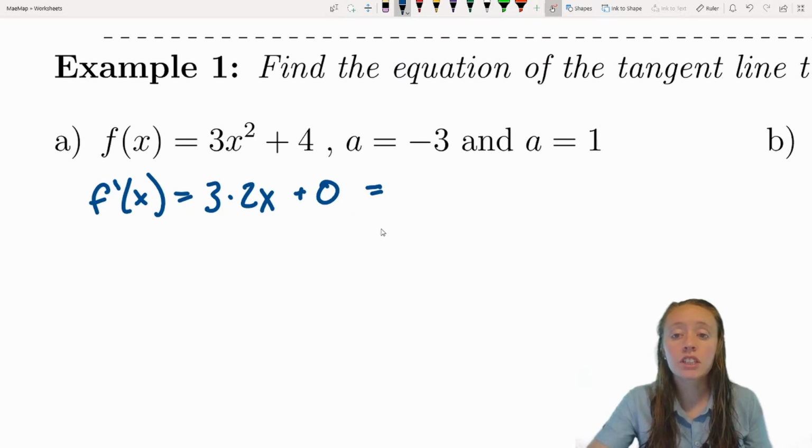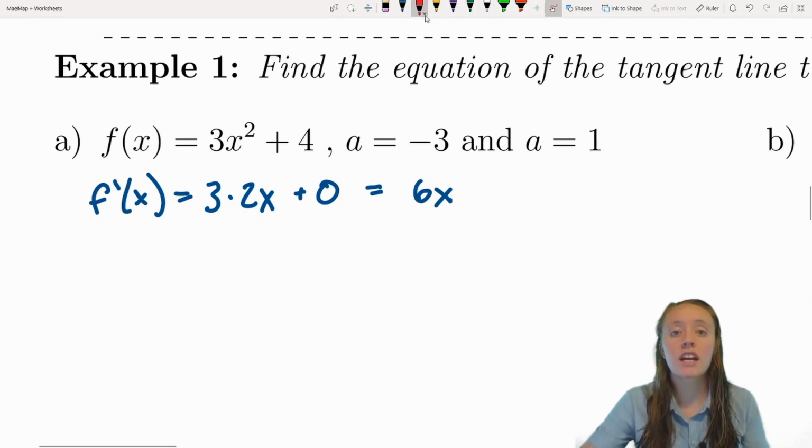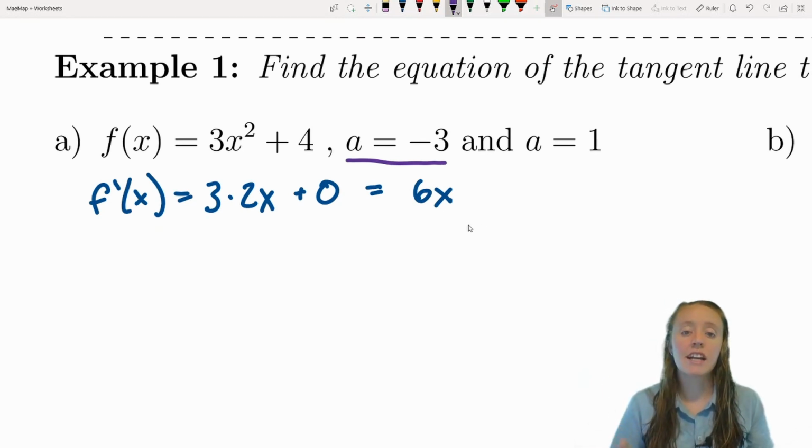So our function's derivative is 3 times 2, which is 6x. So that's the derivative, and again, the derivative gives us the slope of the tangent line. So if I want to find the tangent line at our first point, a equals -3, well, again, to get that tangent line, I need the slope and a point.